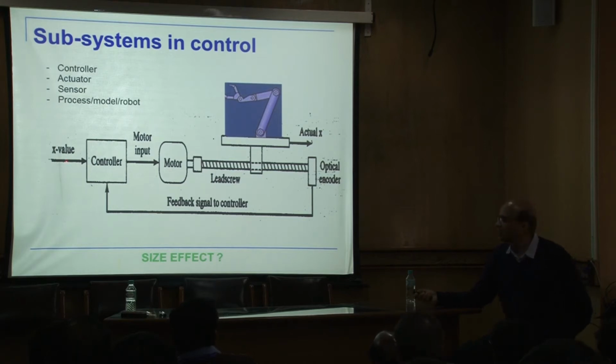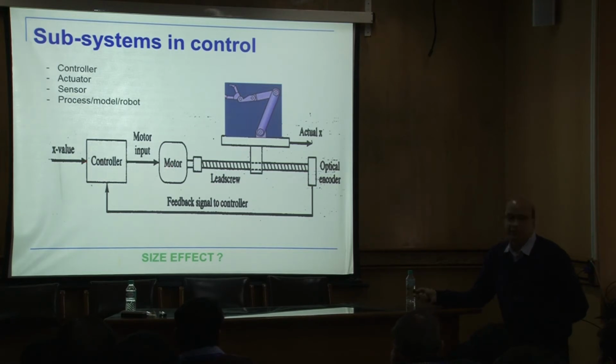It generates an error and then drives the actuator to make the error equal to 0. Okay? That is, of course, easier said than done, but that is how it works. That is the basic thing. Now, in this feedback control system, or this feedback loop, we see that what is this and what is that.